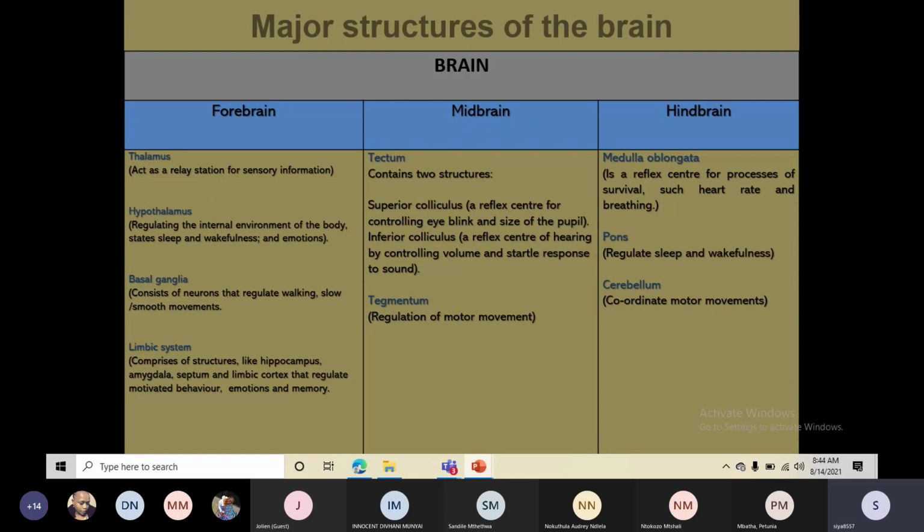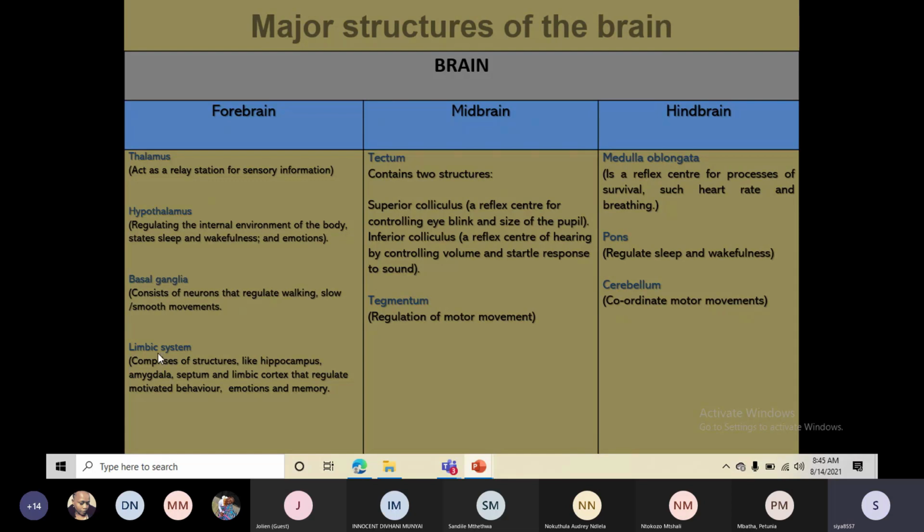Then 2, we have the hypothalamus. Hypothalamus regulates the internal environment of the body, which is the state of sleep, wakefulness, and emotions. Your sleep, wakefulness, and emotions are regulated by the structure called hypothalamus. Then we have basal ganglia. Basal ganglia consists of neurons that regulate walking, whether walking slow or faster. The structure that is responsible is basal ganglia.